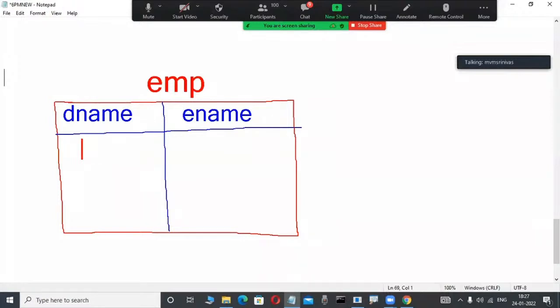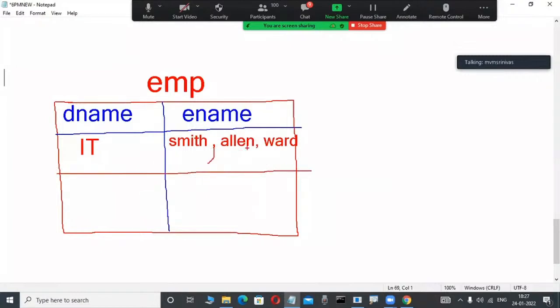Here IT is a department. That is data. IT is a department. In this department, 3 employees are working. Slowly observe here, very interesting. Smith is an employee, for example. Then Alan is an employee, comma. Ward is an employee, for example. I am representing that 3 employees are working in this IT department. That's why I am representing the data in this format only.